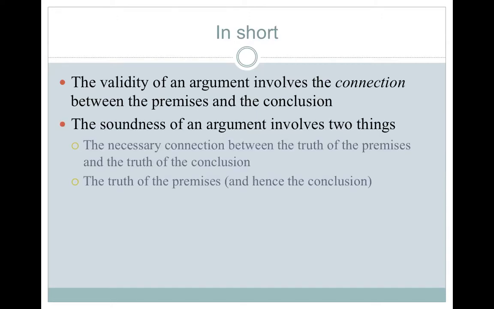Here's another way of putting it. And then an important observation to make is that an invalid argument is always unsound. Why? Well, here's how a sound argument gets defined. A sound argument is one that is valid, A, and has true premises, B. So, if the argument's invalid, it can't be sound, because one of those two conditions has already been violated. You can't have a sound argument that's invalid.